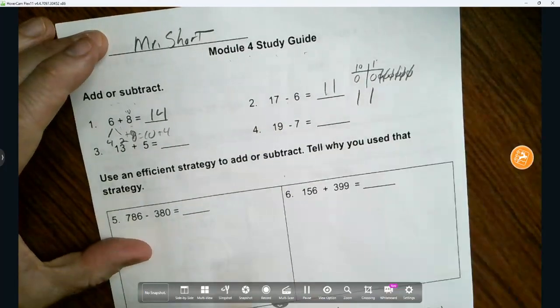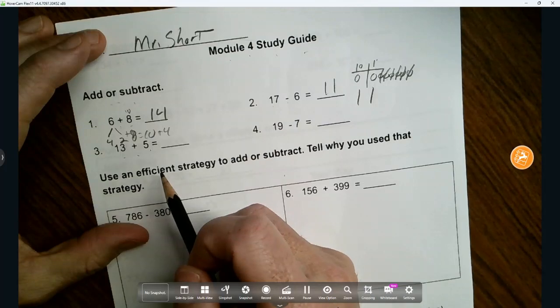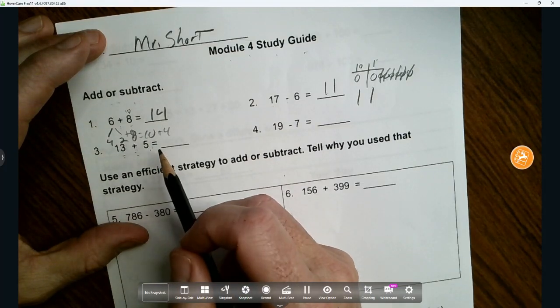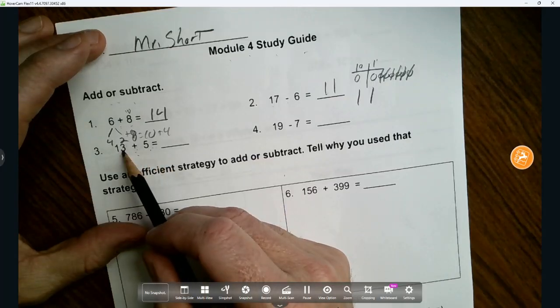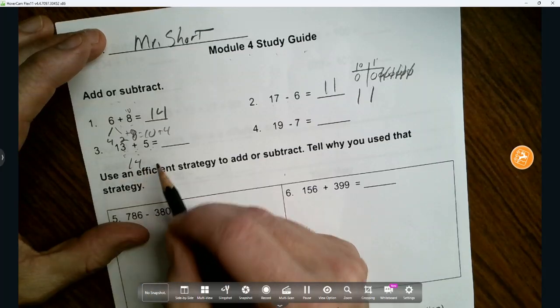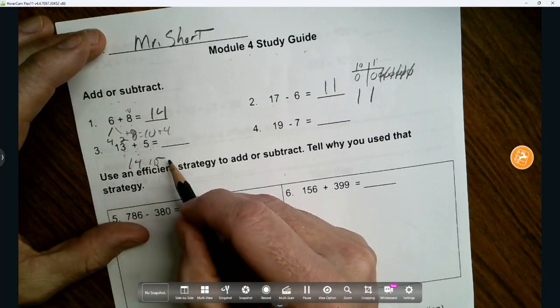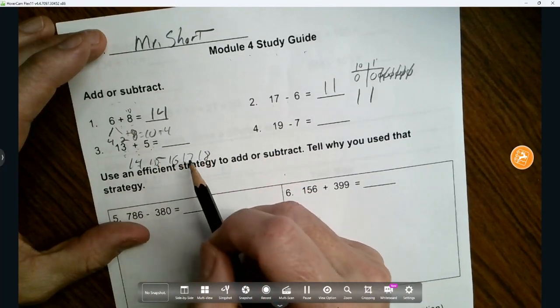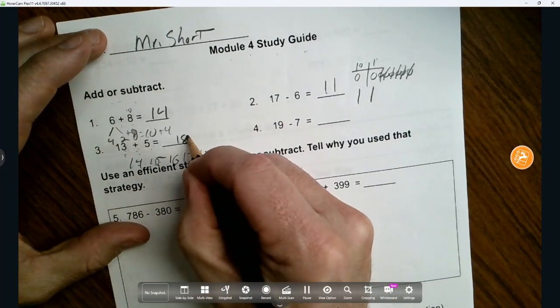Right? So over here we have 13 plus 5. So we need to get 5 bigger. So what number is 5 bigger than 13? So we have 13, 14, 15, 16, 17, 18. If I count 1, 2, 3, 4, 5, my answer would be 18.